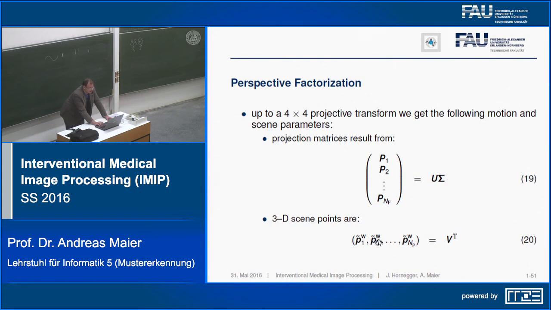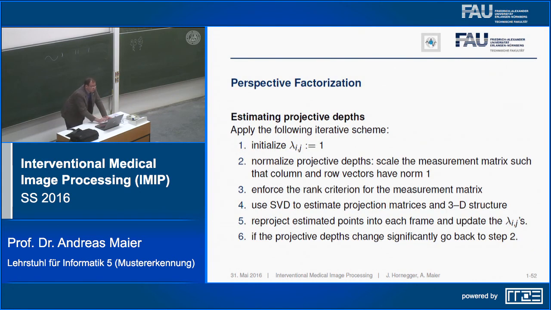of our scene points. So the thing that we will do now is iterate this, and we will start with an initialization of lambda equal to 1. Then we scale the measurement matrix such that all the column and row vectors have a norm of 1. Then we enforce our rank criterion, and then we use SVD to estimate the projection matrices and the 3D structure. And then we reproject the estimated points and update. You will realize that we now have to update the lambda ijs, and we can repeat that if we have a significant change in the projective depth. And doing so, we iterate in order to get our 3D reconstruction of points.